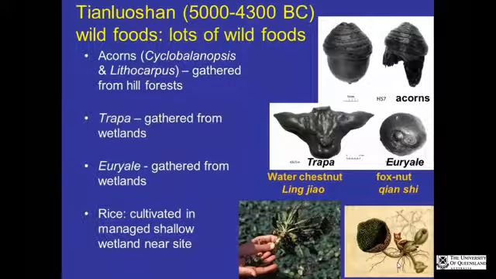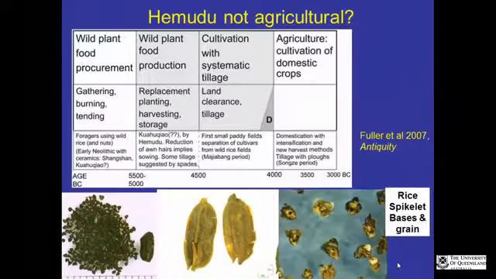One of the first things I noticed as I started looking at the plant remains from the site is it wasn't all about rice. I was finding tens of thousands of acorns, tens of thousands of water chestnuts, Trapa, and lots of these Euryale, another aquatic nut, which the plant looks like here, as well as rice. And so this also led me to start to question the primacy of rice in the economy in this period. So this site is from a culture called the Hemudu culture.